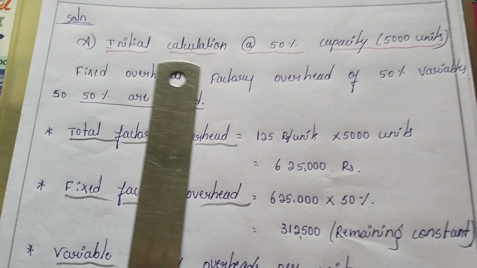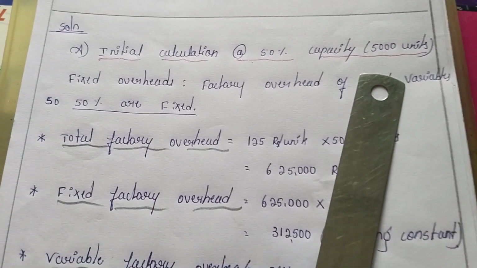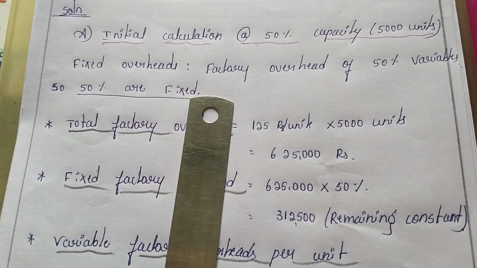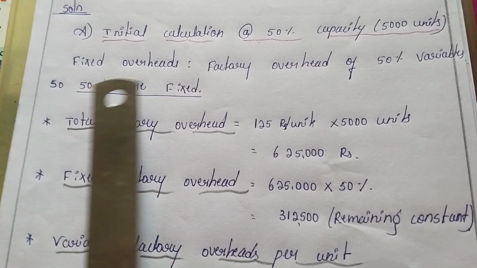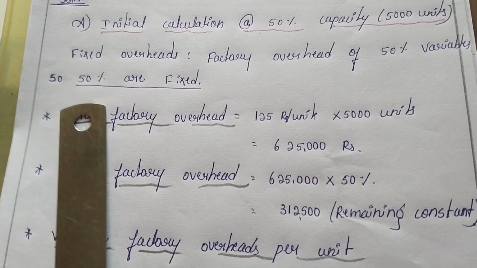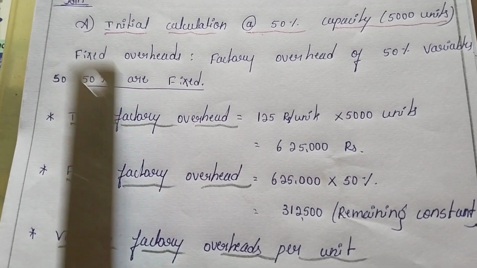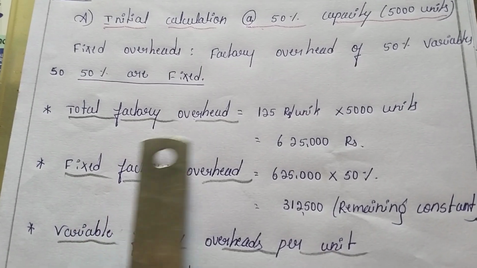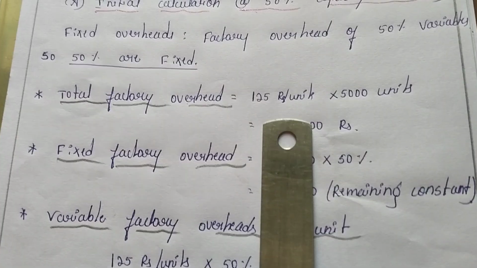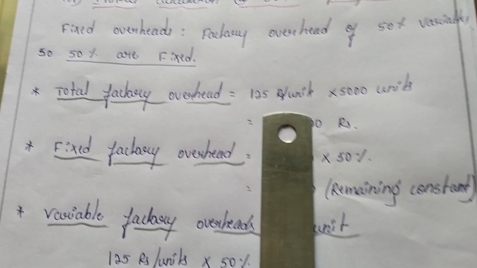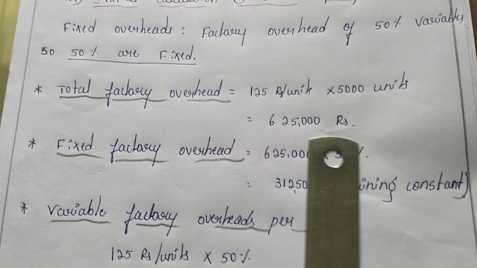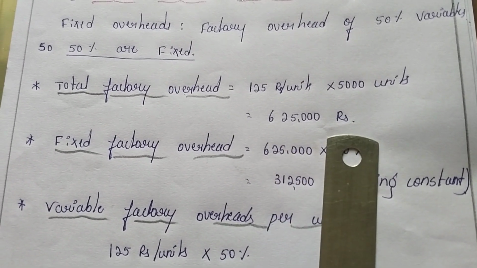Solution. Initial calculation at 50% capacity, 5,000 units, as given in the problem. First we calculate the fixed overhead. Factory overhead is 50% variable and 50% fixed. Total factory overhead is 125 rupees per unit, as given in the problem. 125 per unit into 5,000 units, we get 6,25,000 rupees. Total factory overhead is 6,25,000.